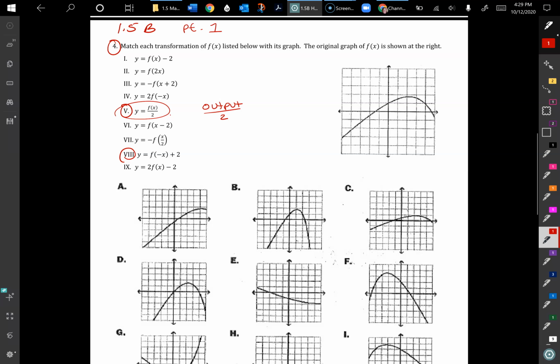So whenever you see it divided, you could always just write that as half f of x. Okay, so anywhere I have the points for my y values, if I were to cut them in half, because remember, when it's outside the parenthesis here, it's affecting the output, right? So it's half the output.